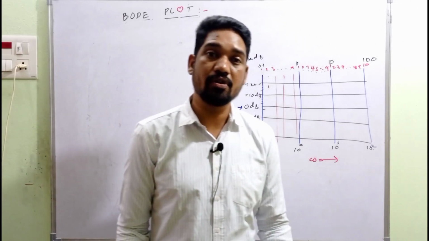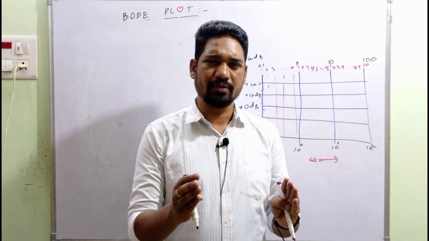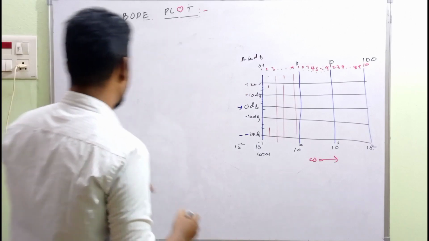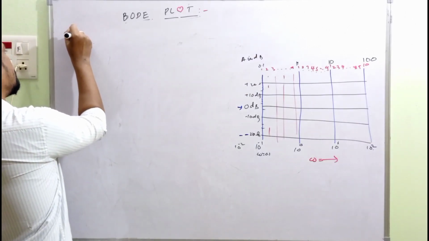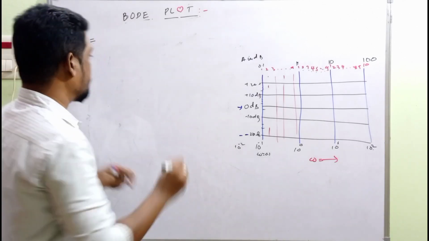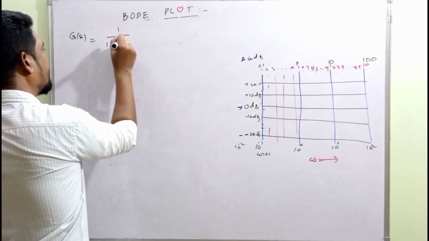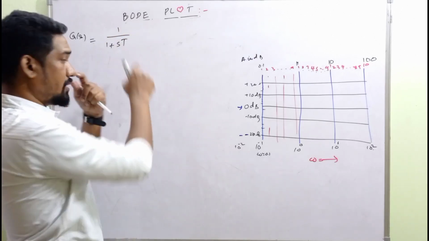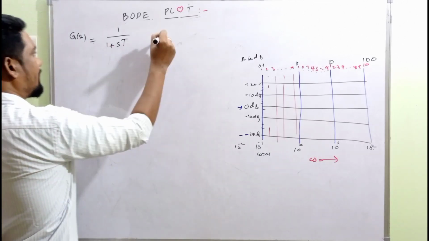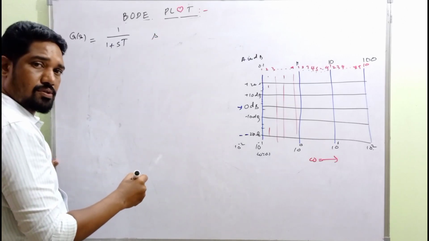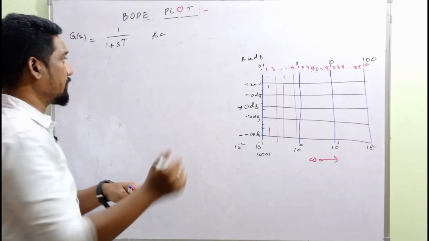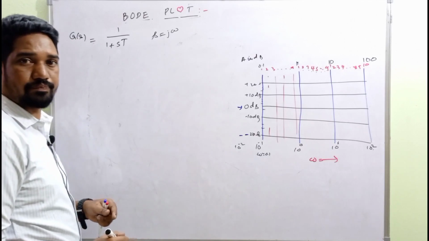And what sort of factors do you come across, guys? All the factors are important. Suppose we have a factor G of s equal to a first order factor in the denominator, 1 by 1 plus sT. You will know what this T is when you do a numerical, s into T. In frequency domain analysis, as soon as you are doing that, you have to plug in s is equal to j omega.